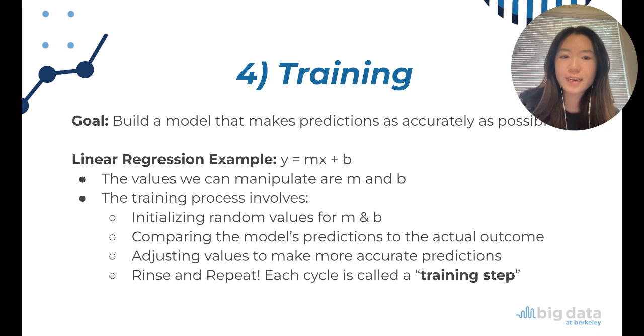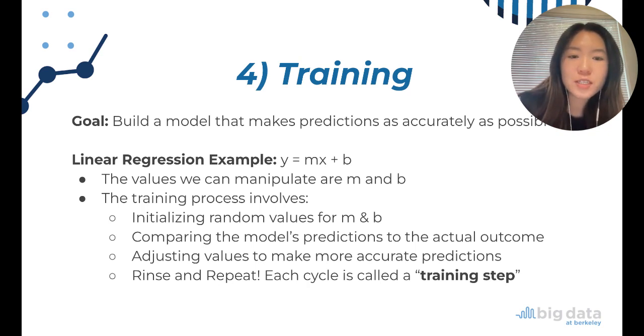So the next step would be training. And the goal of training is to build a model that makes predictions as correctly as possible. So using our linear regression example, the values we can change and manipulate would be M and B. And this training process essentially involves making some random values for M and B and comparing the model prediction to the accurate value that we get from just plugging in these M and B values.